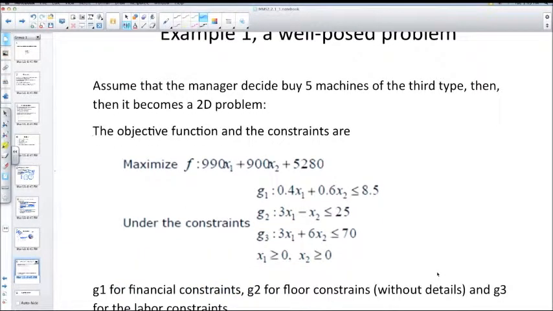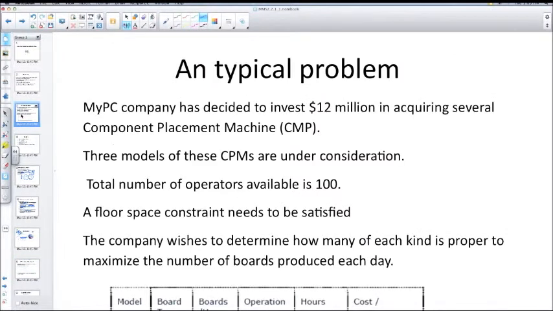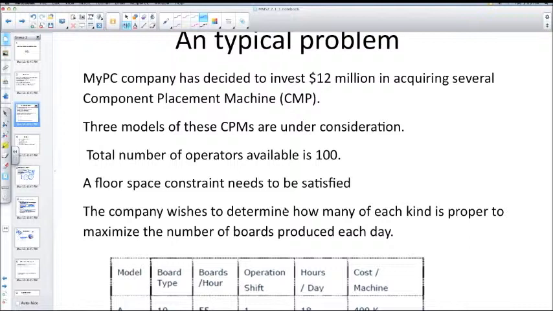Well, let's look at a well-posed problem. In the example I give above here, this is a small PC company that has this much capital, 12 million, and limited labor supply, 100, and also limited floor space. They try to purchase 3 different machines to maximize the productivity.